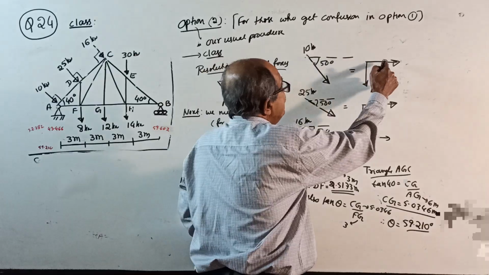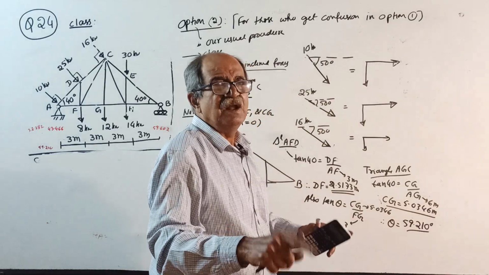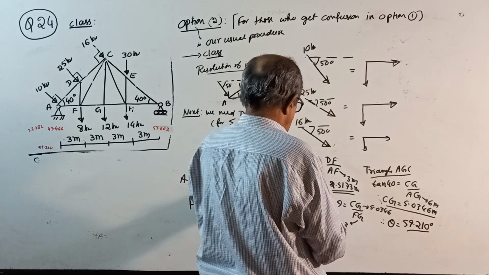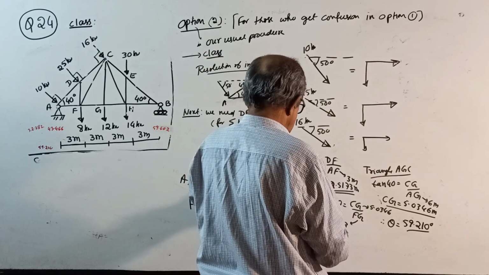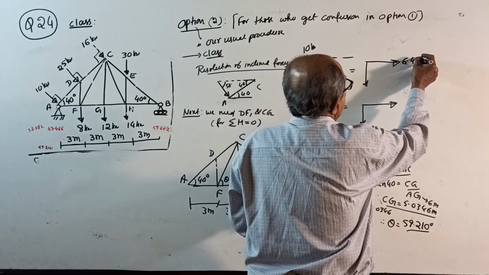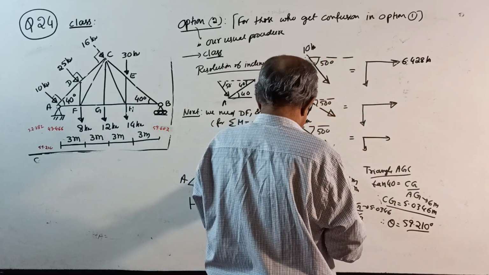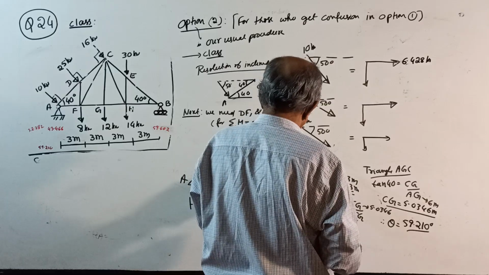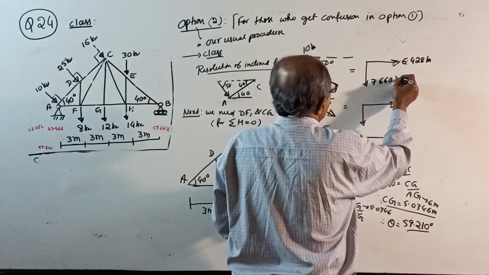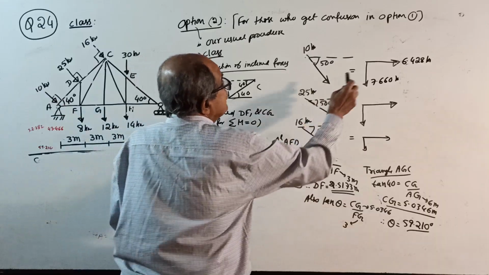Now, if anybody says, sir, we don't know how to resolve, right now stop continuing my classes. See, 10 into cos 50 is 6.428 kilonewton. 10 into sin 50 is 7.660 kilonewton. So what I will do is replace this 10 kilonewton by these two forces.